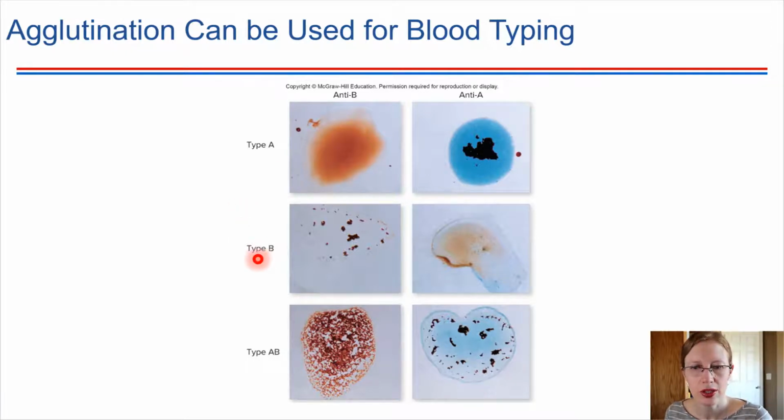Blood type B, we see just the opposite. If you mix blood type B with anti-B antibodies, clotting takes place, clumping up takes place, agglutination happens, but not with the anti-A.